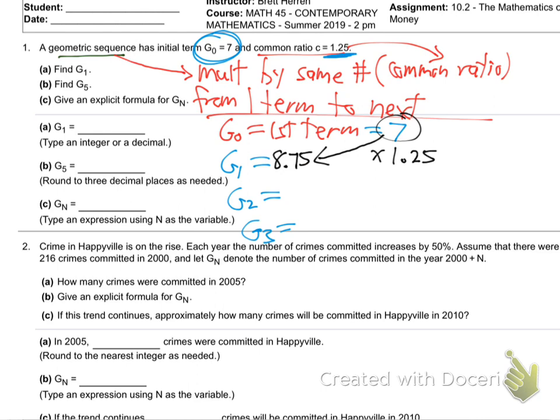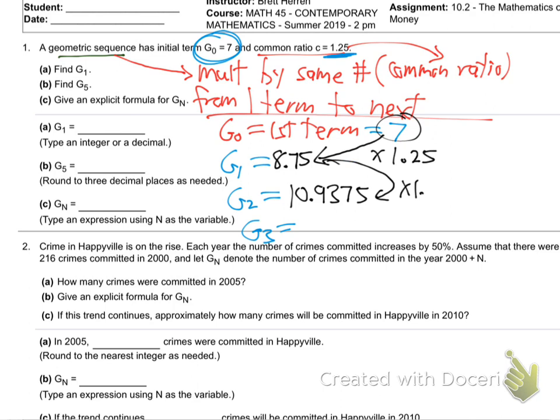And then how do you find the next term? Same thing again. Just do it again. Just go times 1.25. Just use your calculator. Go times 1.25. I'm getting 10.9375. I don't have room for that. I'm going to have to squeeze it over here. 10.9375.